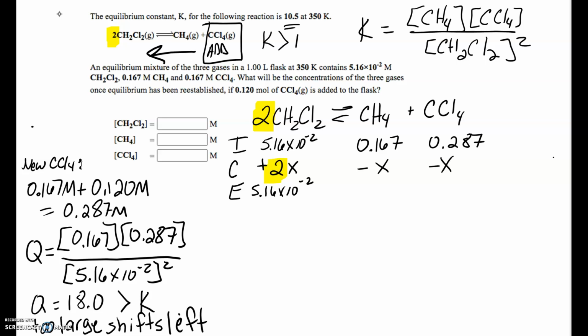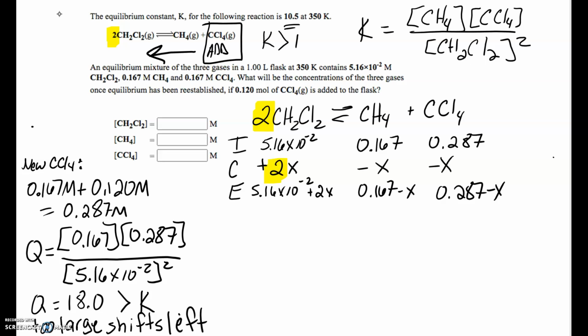So since we weren't provided any equilibrium concentrations, we are going to express our equilibrium concentrations in terms of X. So this is what we have here. And since we have K, we can put these numbers back into our K expression and solve for X.